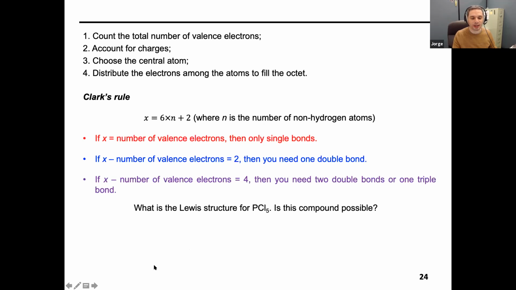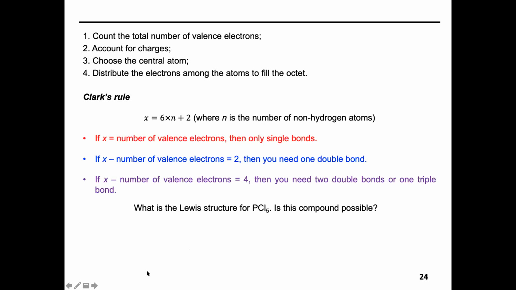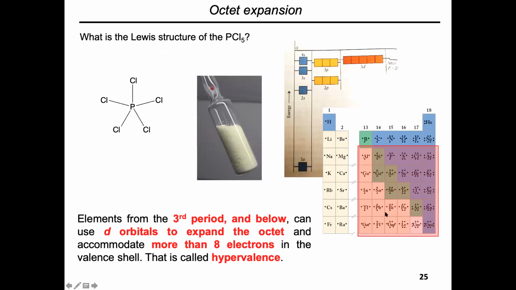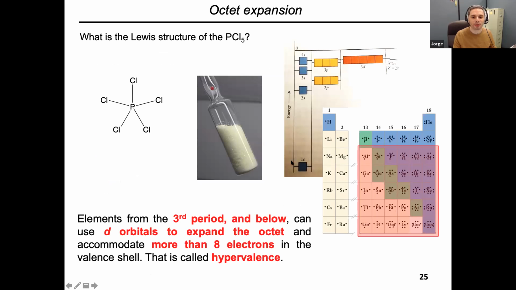Now let's see if it is possible. Oh, there we go. It is possible. And I even took a picture from my lab here. PCl5 does exist. It has phosphorus bonded to 5 chlorine atoms, and it is this very nice creamy color powder, a very reactive compound, but it does exist.